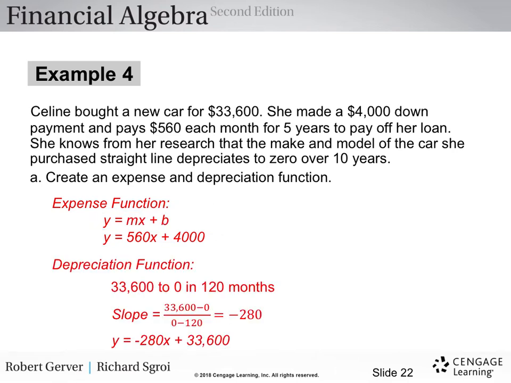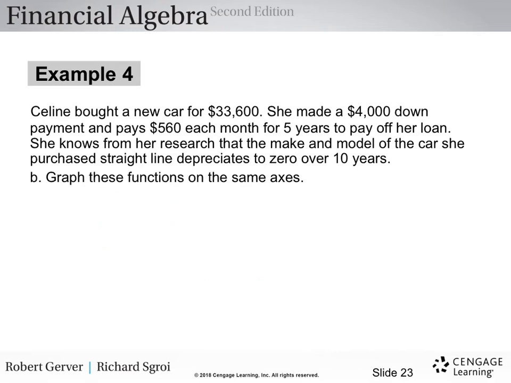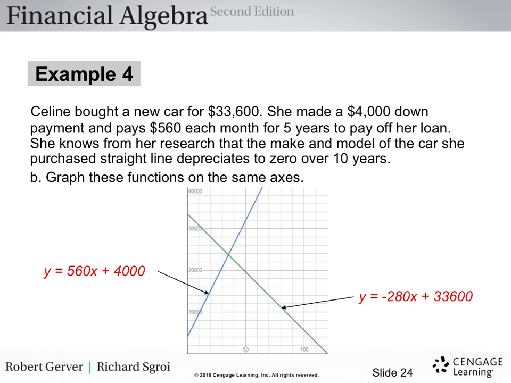Now her depreciation function: it was initially $33,600. It goes down to 0 in 120 months. So the slope, therefore, would be 33,600 minus 0 over 0 minus 120, okay? And that comes out to be minus 280. So our depreciation function is y is equal to minus 280x plus 33,600. So if you recall the original, the next question is to graph these functions on the same set of axes after you've gotten the two functions.